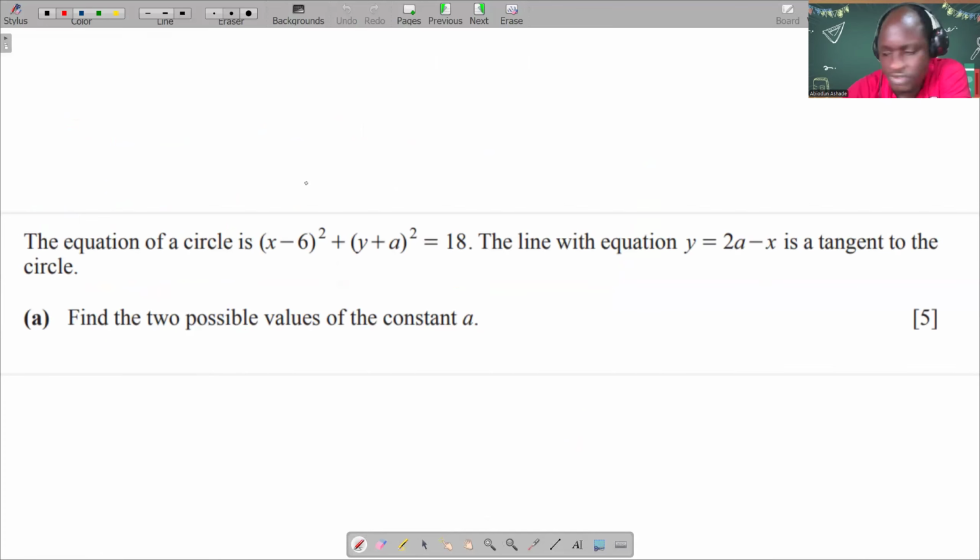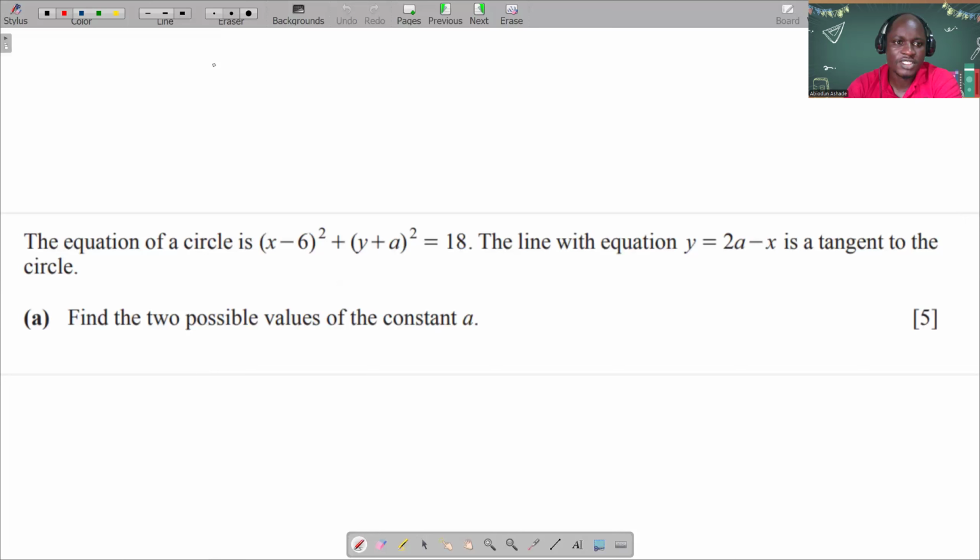Now we have the equation of a circle as (x minus 6) all squared plus (y plus a) all squared equals 18. That's the equation of the circle. And we are given that the line with equation y equals 2a minus x is a tangent to that circle. Don't forget, a tangent passes through a circle at a point. The question says: find the two possible values of the constant a.